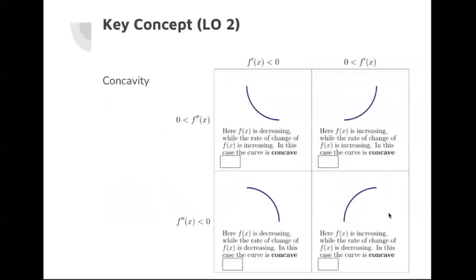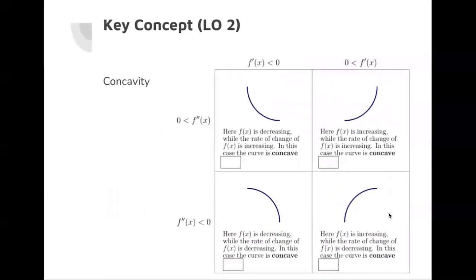Okay, now let's look at concavity. Concavity means that if the rate of change is increasing, it's concave up. I taught this in lesson 1.1. Concave down means that the average rate of change is decreasing. In other words, when the slope is decreasing.